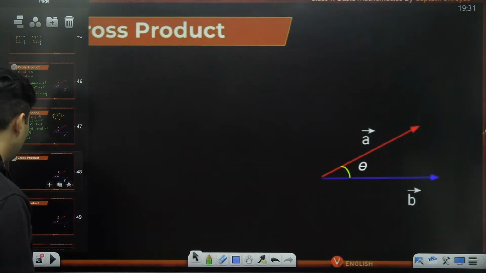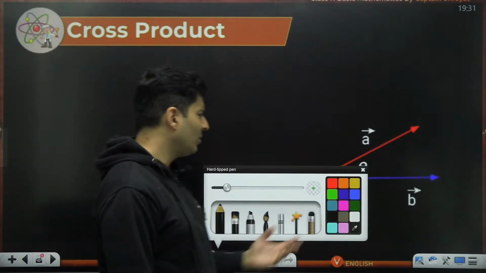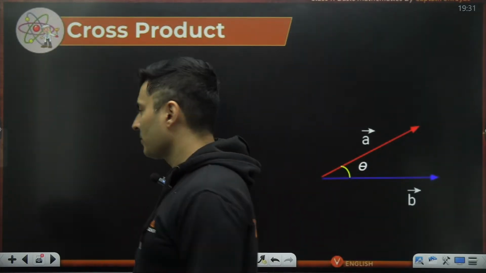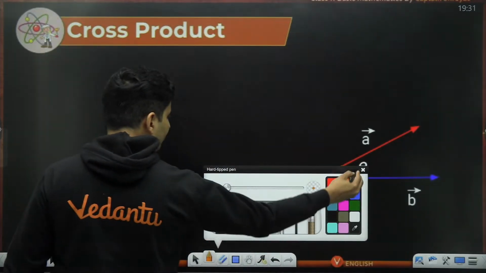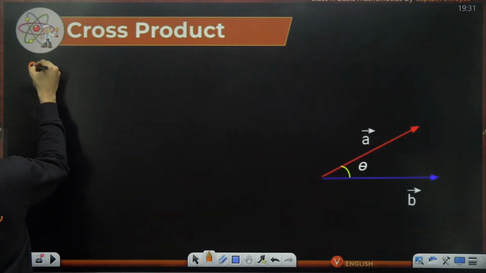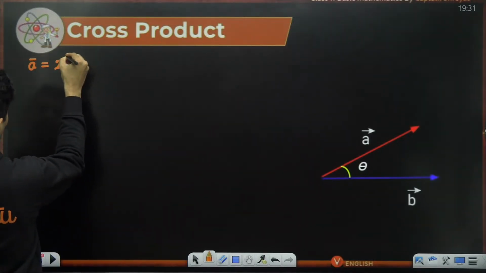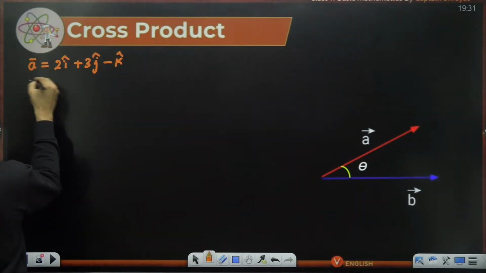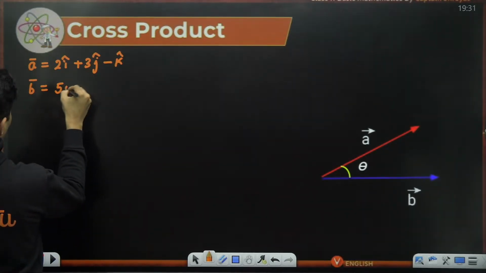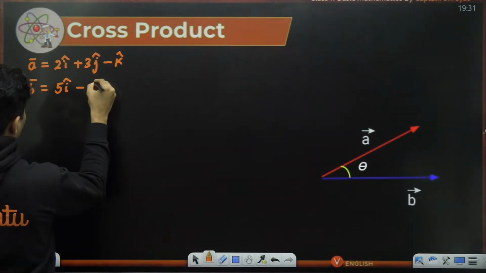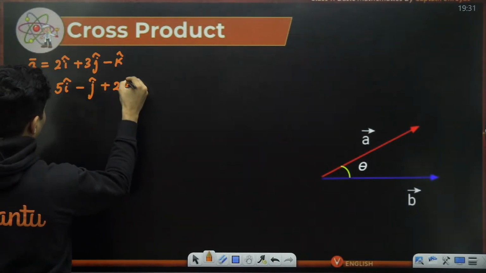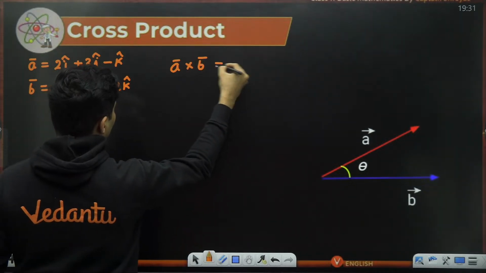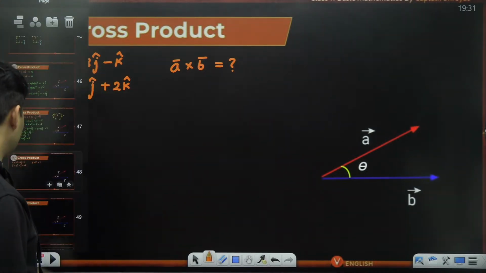Just like you solved determinants, some of you might have learned this in maths. If you have not learned, don't worry. Forget the word determinants, just remember the technique. So say for example, A is 2i cap plus 3j cap minus k cap, and B vector is 5i cap minus j cap plus 2k cap. And you have been asked what is A cross B equal to.